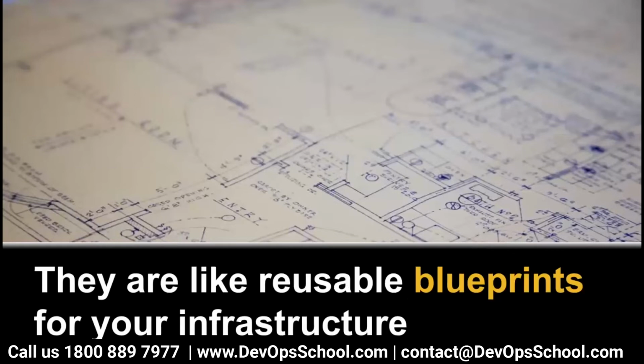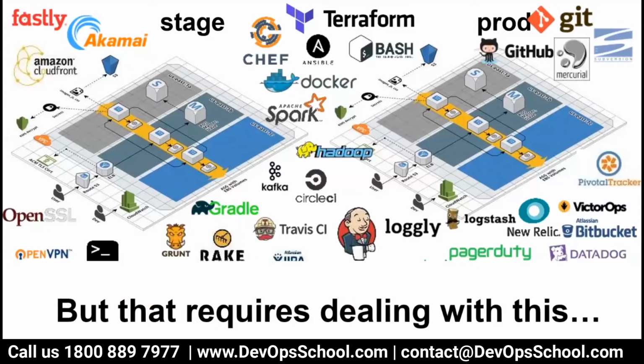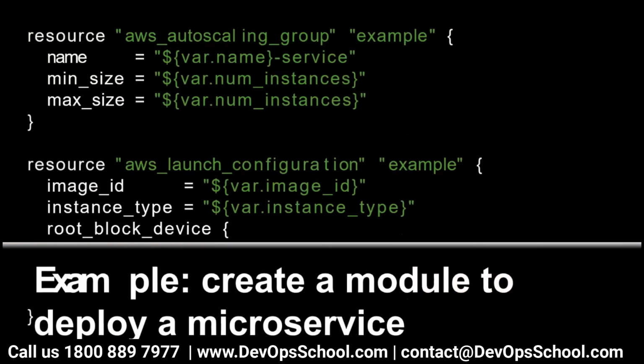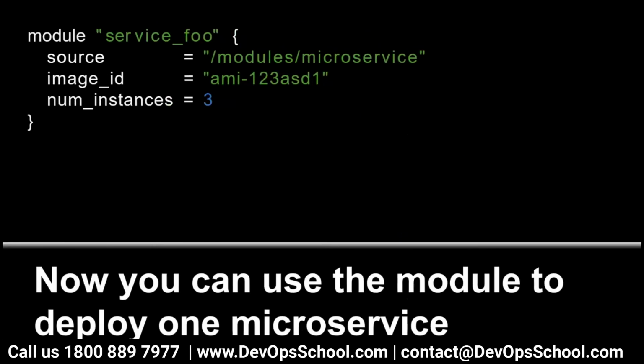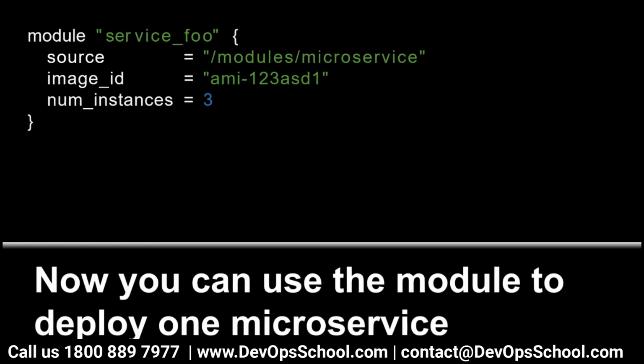Terraform supports modules, and a module is basically a reusable blueprint for your infrastructure. If you look at all these infrastructure components, for each one of these you have one module. Let's understand how it works. Look at this. These are the resources, which you are very comfortable with. Now put these resources in modules. This is the module. Now where is the code? This resources code you can put inside a directory called the microservice directory.